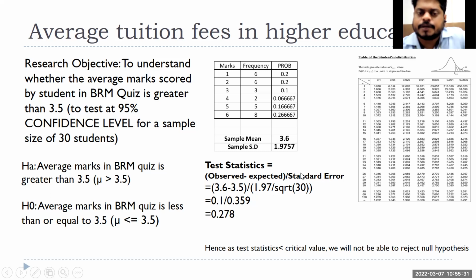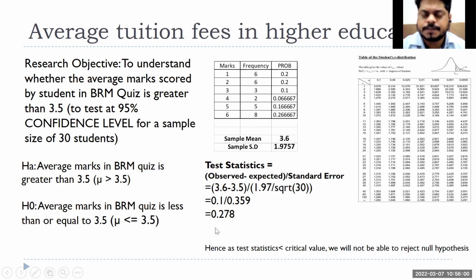The formula of standard error is the standard deviation divided by the square root of n, right? Square root of n, because I am taking 30 students. So in total, if I add the frequency, that is 30 students. So 1.97 divided by square root of 30. So 3.6 minus 3.5, 0.1, divided by 0.359. That gives rise to a test statistic of 0.278, right?